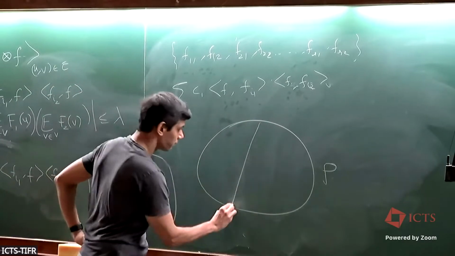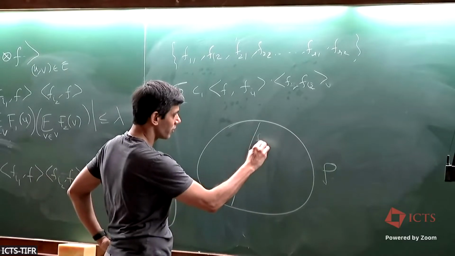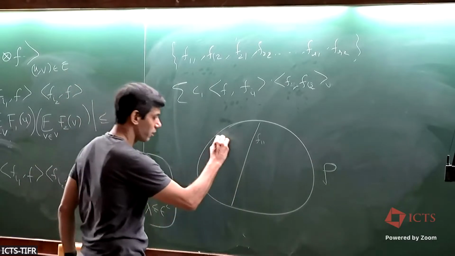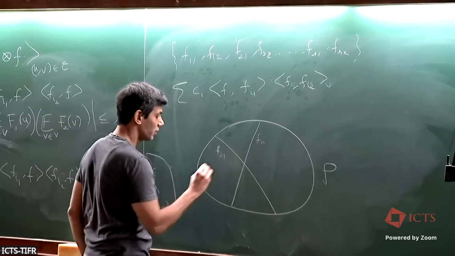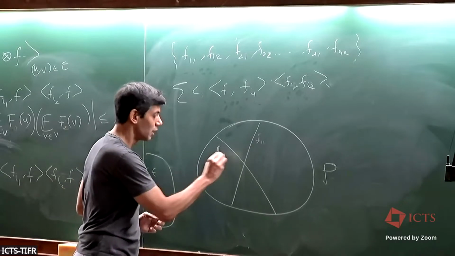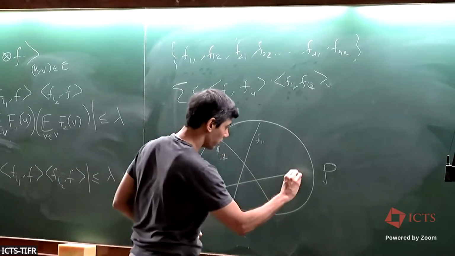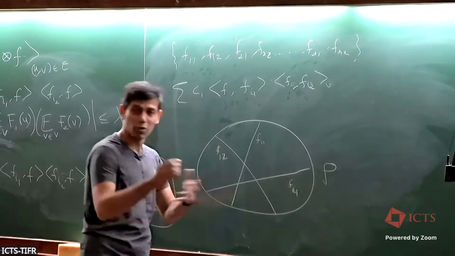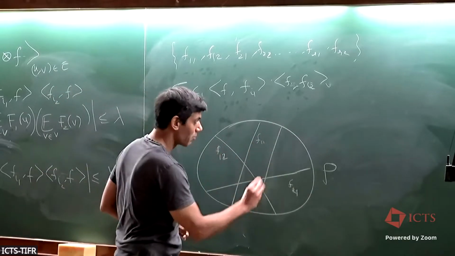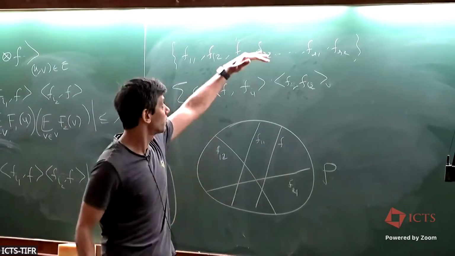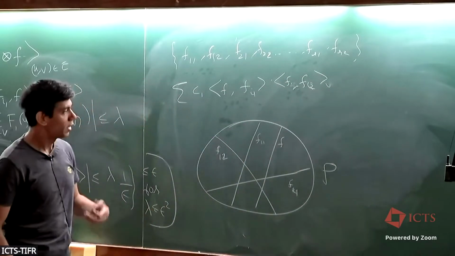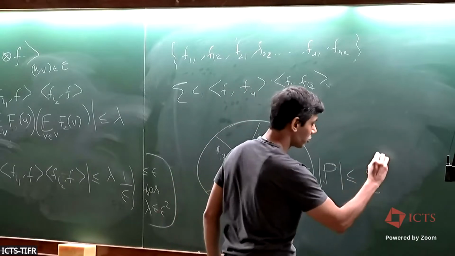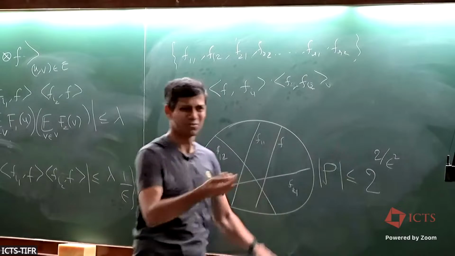So let's think of the space on which f11 is 1 and the space on which f11 is minus 1. And now let's think of the space on which f12 is 1 or minus 1, and then the space on which f21 is 1 or minus 1, and so on. We can keep dividing this space into 2 parts based on each of these functions. What is the number of parts we will get? Exactly, 2 to the power 2 over epsilon square, because for each r I get 2 things.